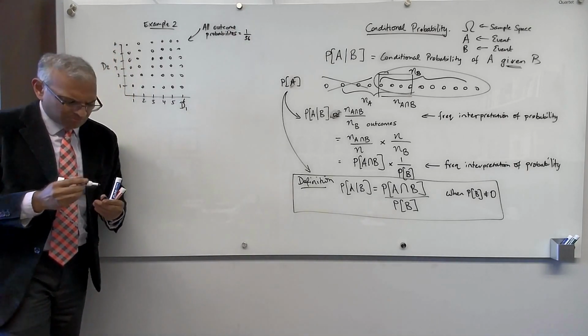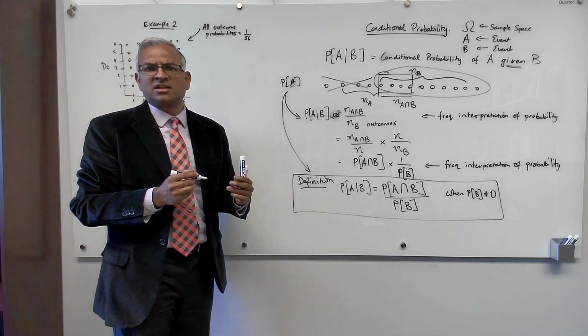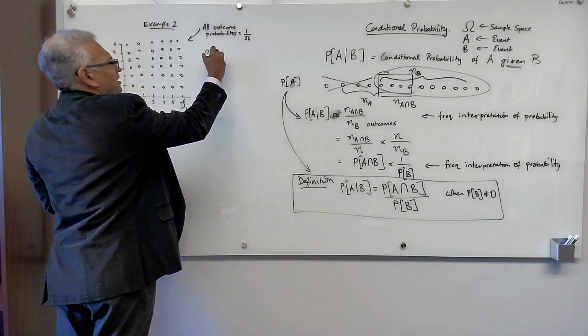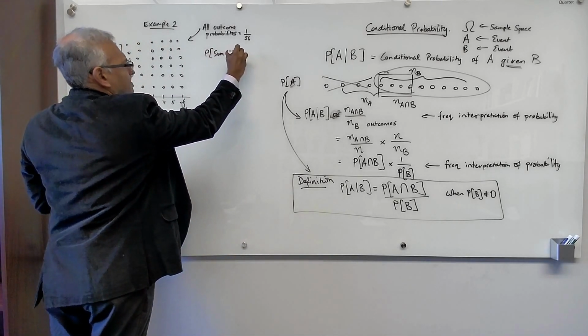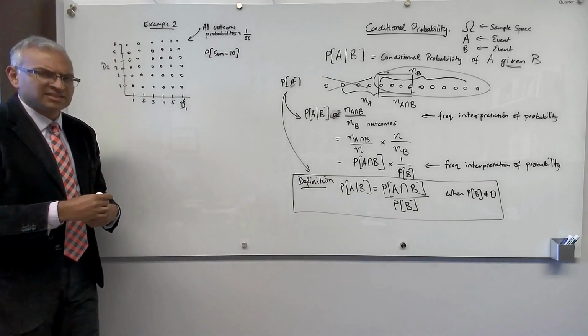Okay, let's ask some questions. What are the chances that you roll a sum of 10? Probability that sum equals 10. Okay, so we need to identify the event sum equals 10.